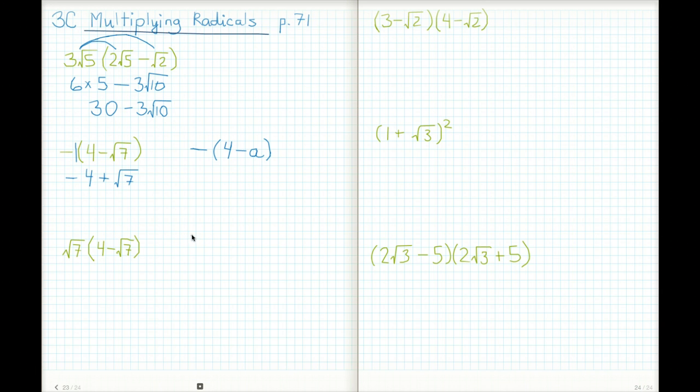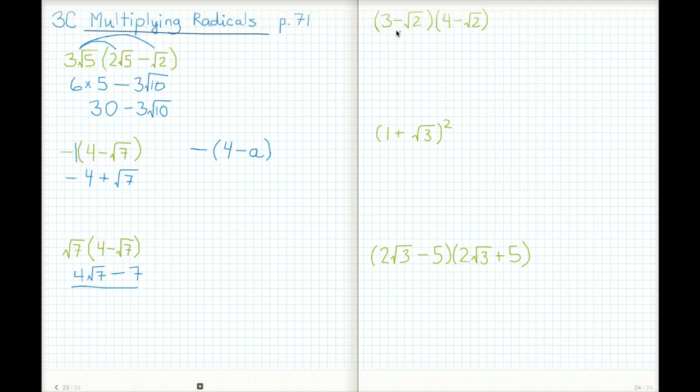Feel free at any point during this video to pause it, try the problems that are written here yourself, and then you can listen to it to see if you get the right answer. So in this third example, we have square root 7 times 4. That's going to be 4 square root 7. And square root 7 times a negative square root 7 will be a negative. Remember, multiplying a radical by itself gives you the number under the radical back again. So that's a negative 7. That's as far as we can go, so that's our answer.